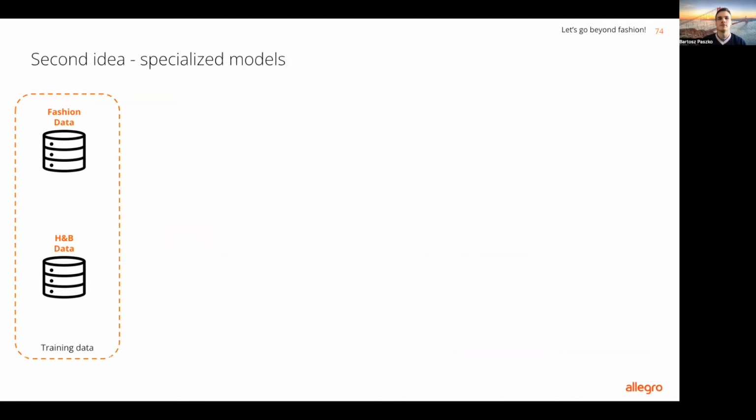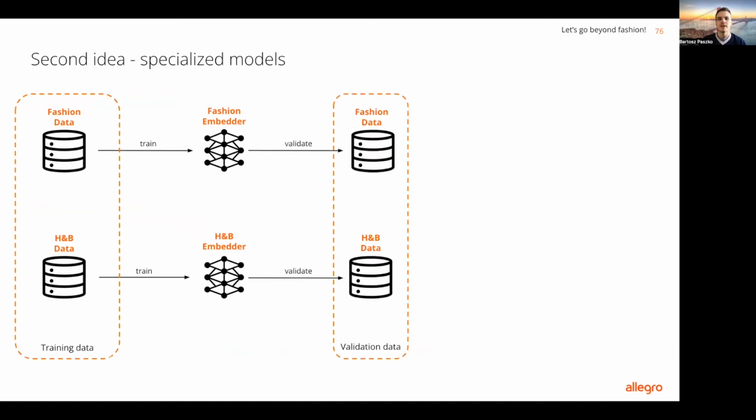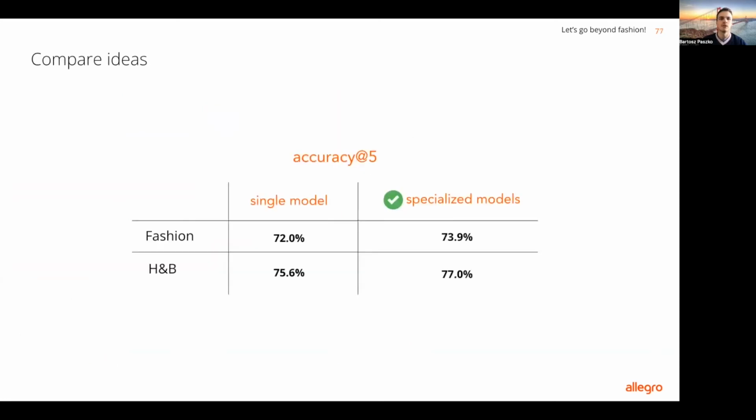We also wanted to test another idea of specialized models. After gathering the data, we decided not to merge it, but instead of training a single model, we trained a separate specialized model for each department. We kept the same validation dataset as before for comparison. We found out that the specialized approach has higher accuracy scores, so based on this result, we decided to follow that path.